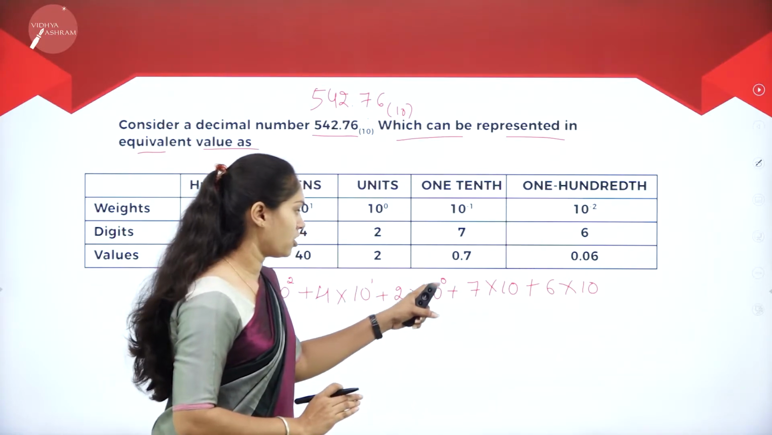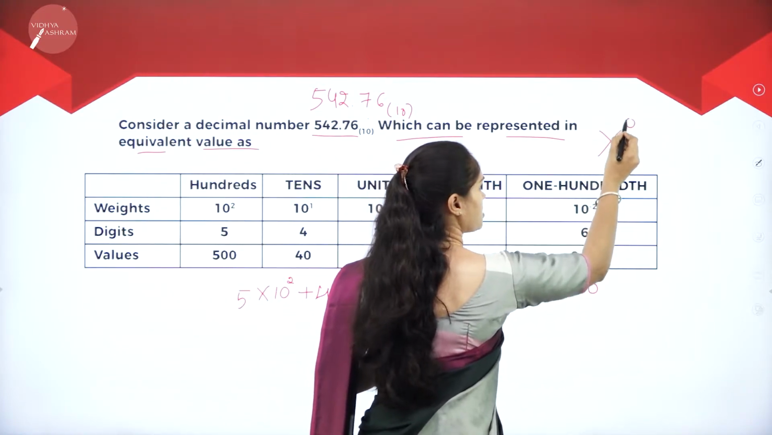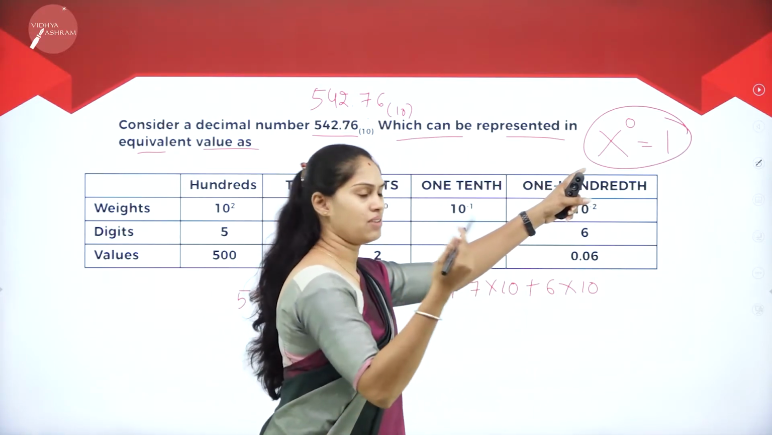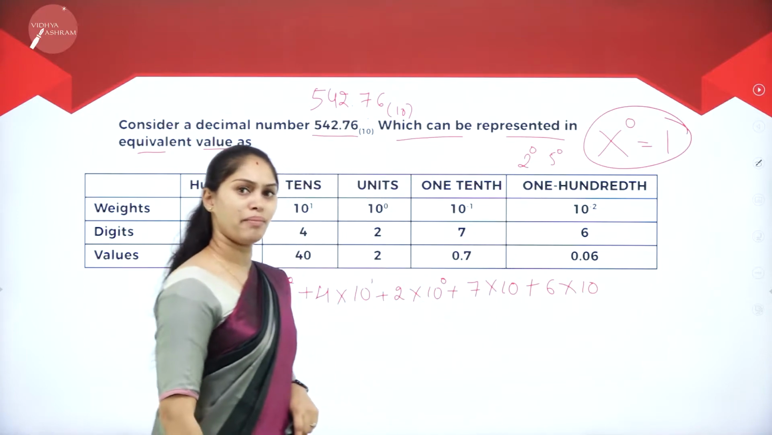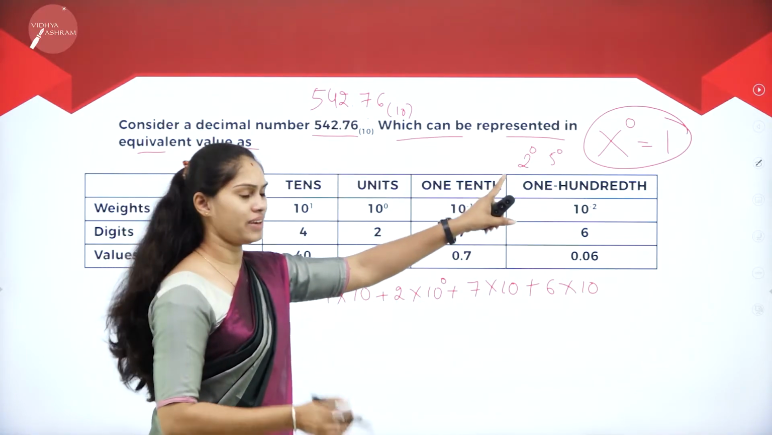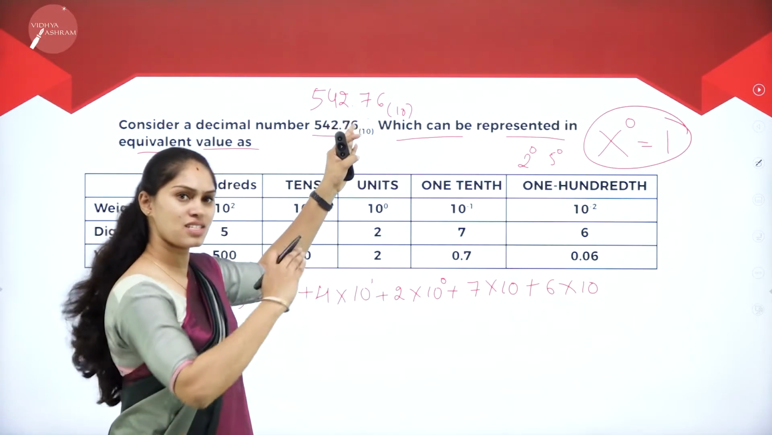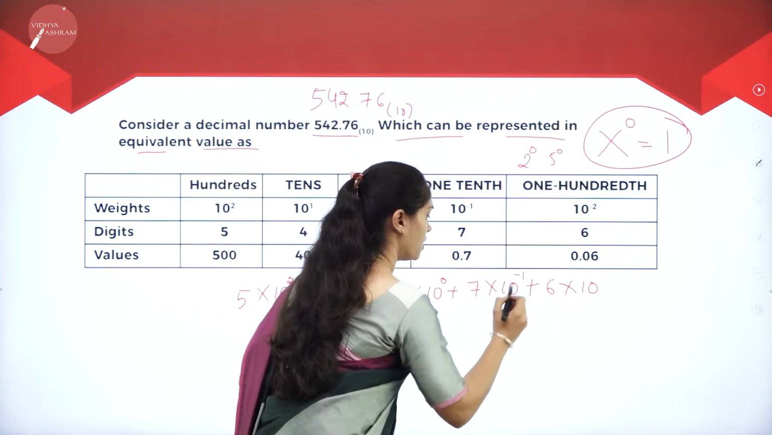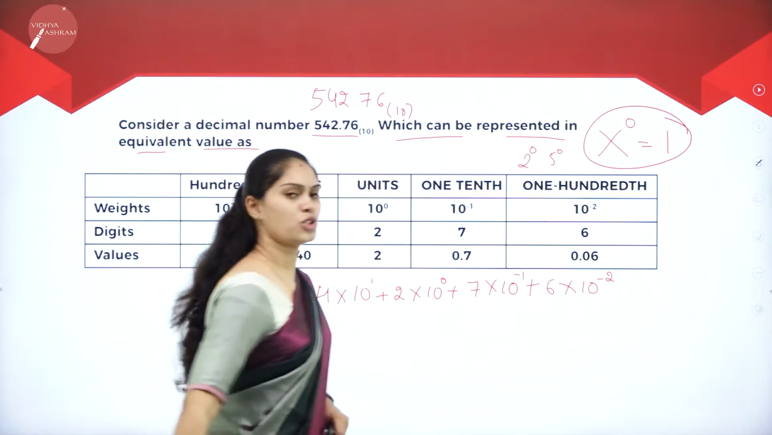So 2 into 10 power 0. Understand one thing, any number with power 0 is always equal to 1. This x can be any value. It can be 2 power 0, 5 power 0, anything it could be, but any number with power 0 is always equal to 1. Then how to give the weightage to the numbers on the right side of the point? It must be minus: 7 into 10 power minus 1, 6 into 10 power minus 2.